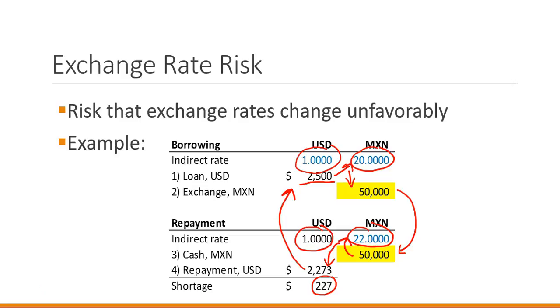Borrowing in dollars, immediately converting to Mexican pesos to use the money in Mexico, or again, theoretically anywhere, but probably in Mexico. At the time the loan is due, converting from Mexican pesos to US dollars at a less favorable rate means that we don't have enough to cover the loan. So we're going to need to get some additional pesos to pay off the loan.